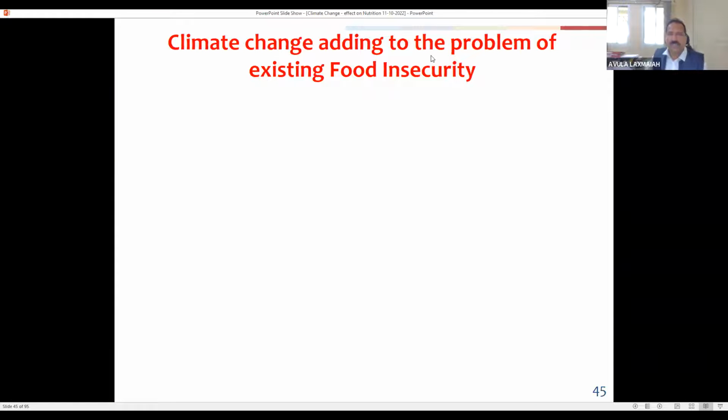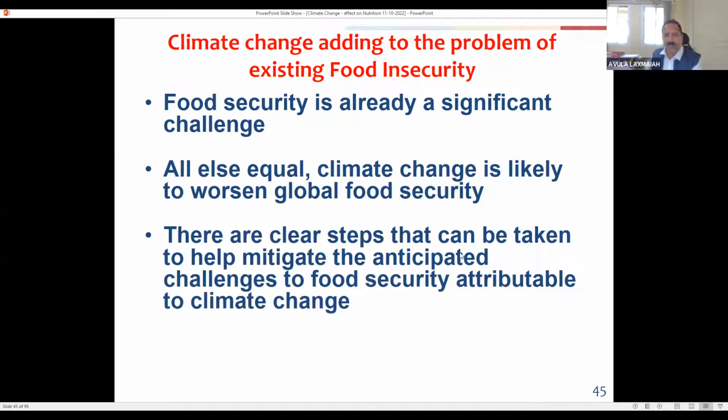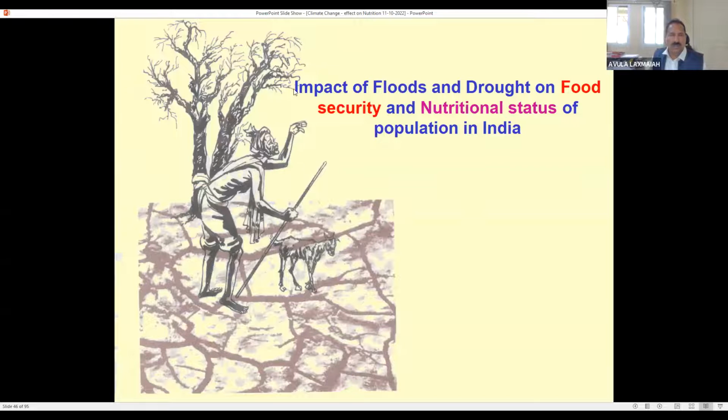So what is climate change adding to the problem of existing food security? Food security is already a significant challenge, and all else equal, climate change is likely to worsen global food security. So there are clear steps that can be taken to help mitigate the anticipated challenges of food security attributable to climate change. Based on some of the studies we have conducted, based on those NIN studies, I want to give some results on what drought and flood do to nutrition status.